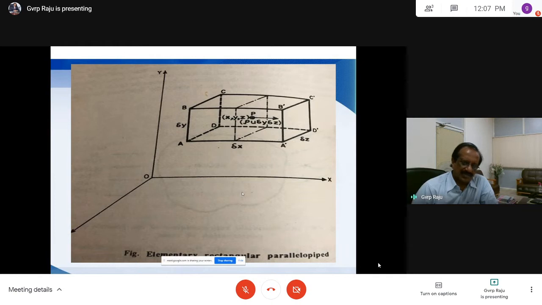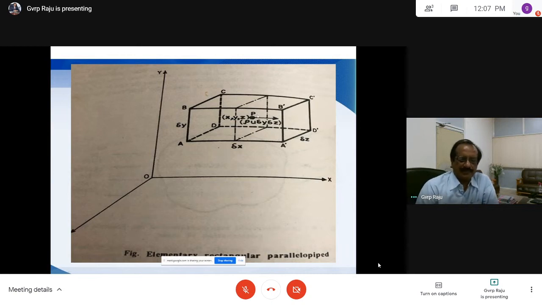Rho into velocity into area is mass per second. Mass density, mass per second: mass is equal to mass density into volume, so mass per second is mass density into volume per second. That means rho into area into velocity is mass per second. Mass density into area into velocity is mass per second.